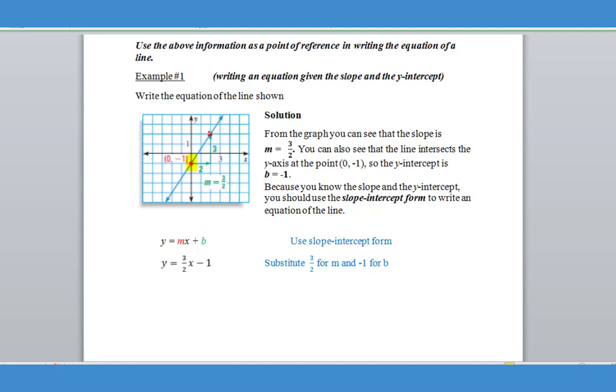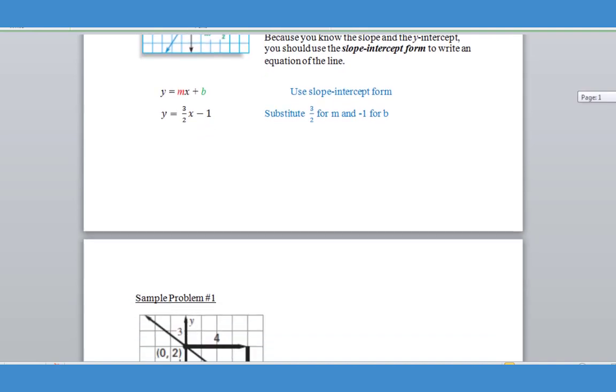So now that we have 3 over 2 for the slope and (0, -1) for our y-intercept, we could just use the -1 portion of the y-intercept and plug it into our slope-intercept form, and then at that point we're done. So this is the first example of writing an equation of a line, and it's in the most basic form. So let's try that in a sample problem.